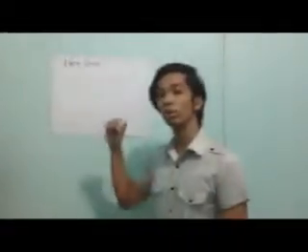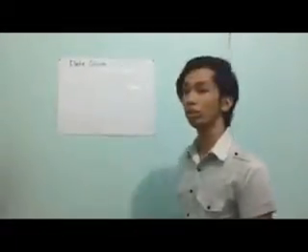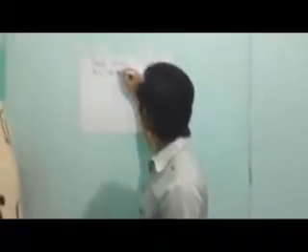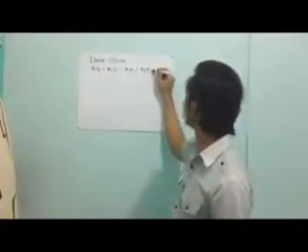Now according to the conservation of linear momentum, the equation for elastic collision of two objects is m1 v1 plus m2 v2 equal to m1 u1 plus m2 u2.